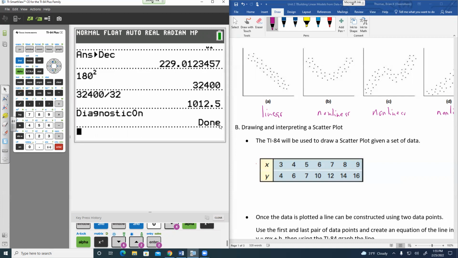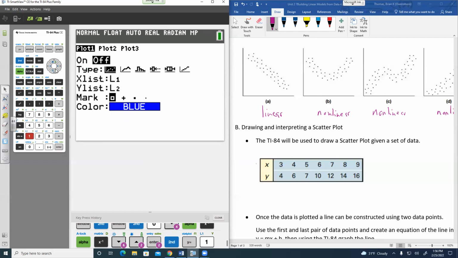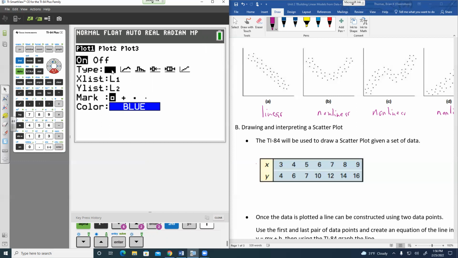So the diagnostics is on, and now this will do the scatter plot the way we want it to. Now to do a scatter plot, that's what's called a stat plot. Notice how it's above the Y equals. To do a stat plot, we hit the second button, hit the Y equals button, and it takes us to this screen. We want to choose number 1. We're going to do a plot, and we're going to turn it from off to on. So let me go back up there, hit enter, and turn that on. That is now on. We want the graph to be like a bunch of little dots, just like we were doing.